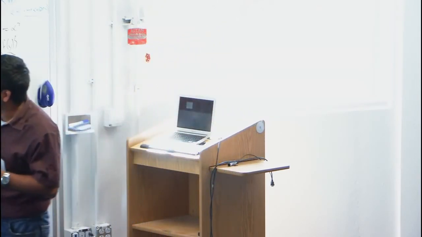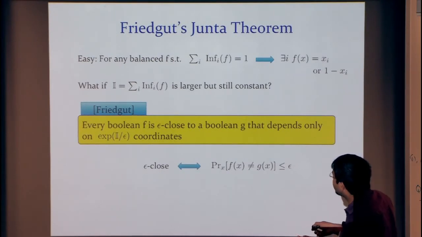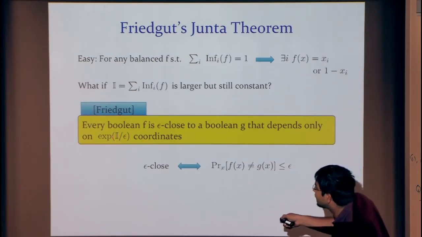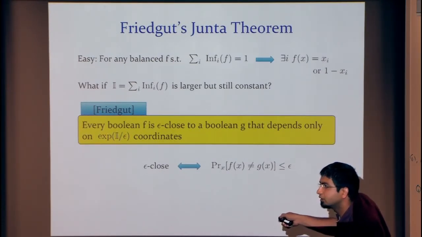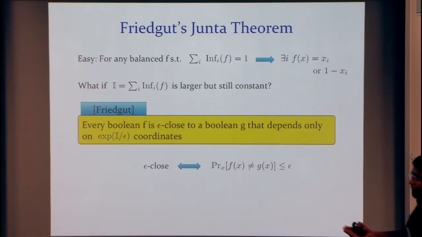So this talk is going to be about generalizations of these theorems. In order to get a flavor of what a generalization really means, I think, sorry. Every Boolean f is. So no, it goes into the number of coordinates, right? Oh, wait, so I is the sum of the influences, right? So if the sum of the influences is large, then you get many more variables.